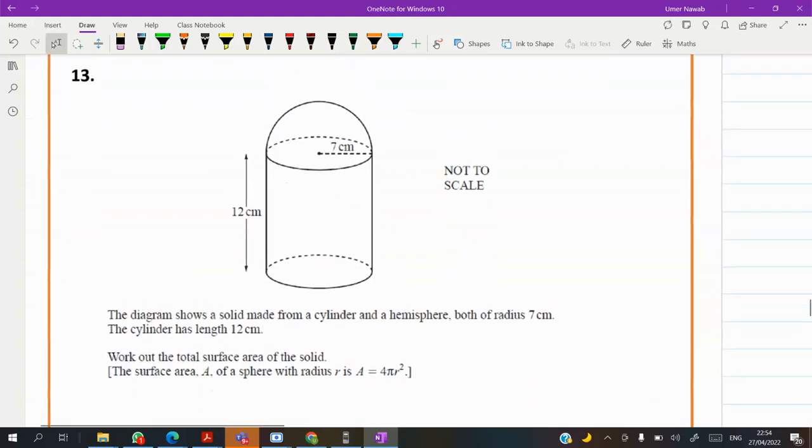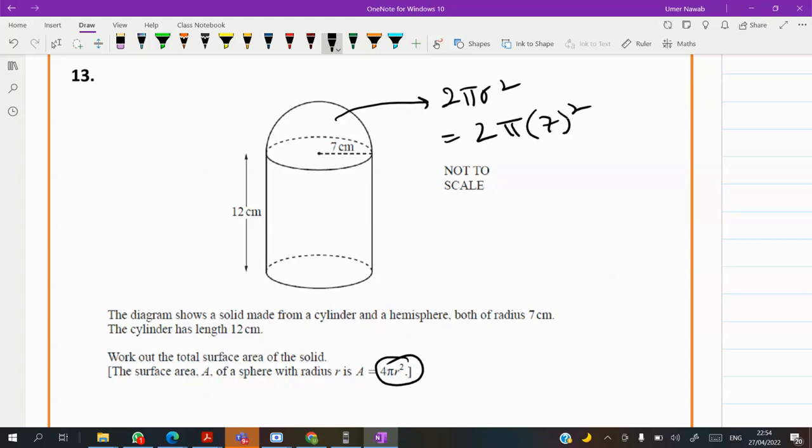Hemisphere, we want to find the total surface area. So he will provide you the surface area of a sphere. The surface area of the sphere is 4 pi r squared, but for a hemisphere it is 2 pi r squared. So 2 pi r squared, and the radius is 7, so 7 squared. So this will give you 98 pi.